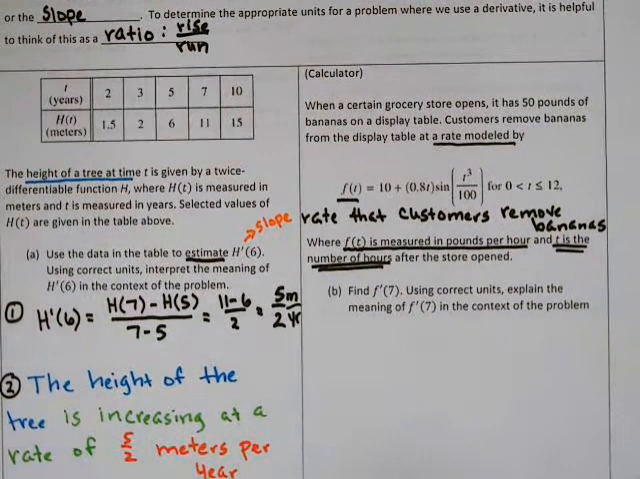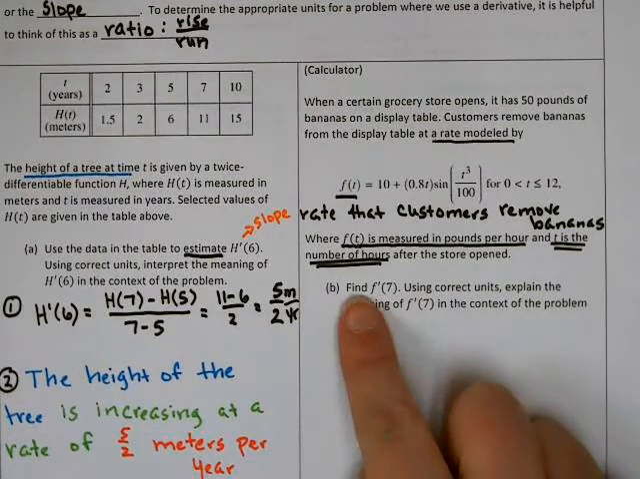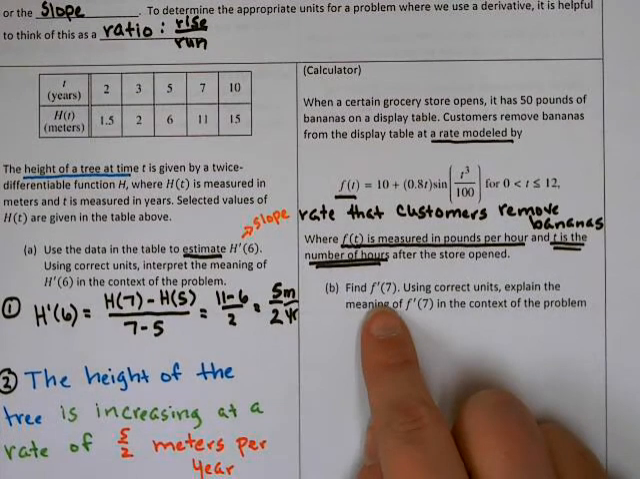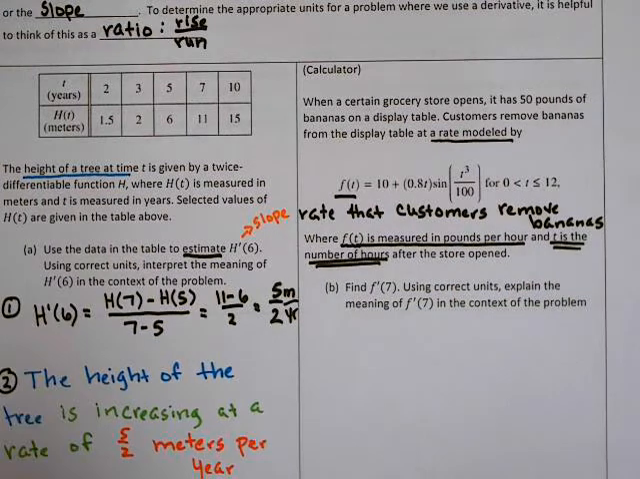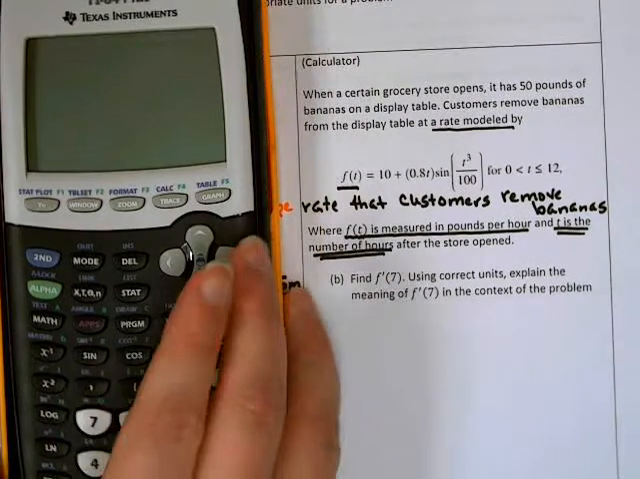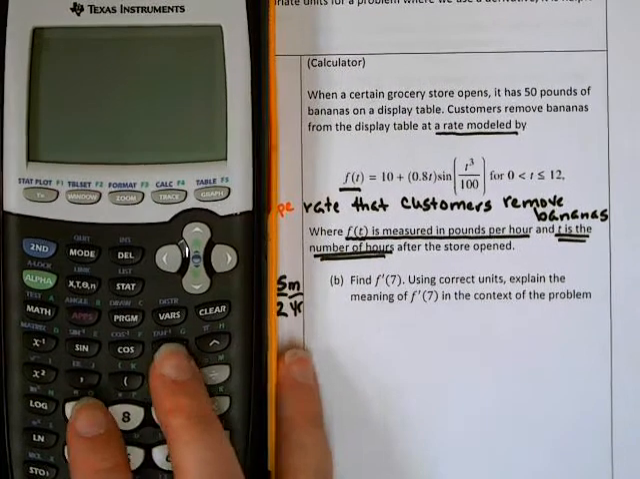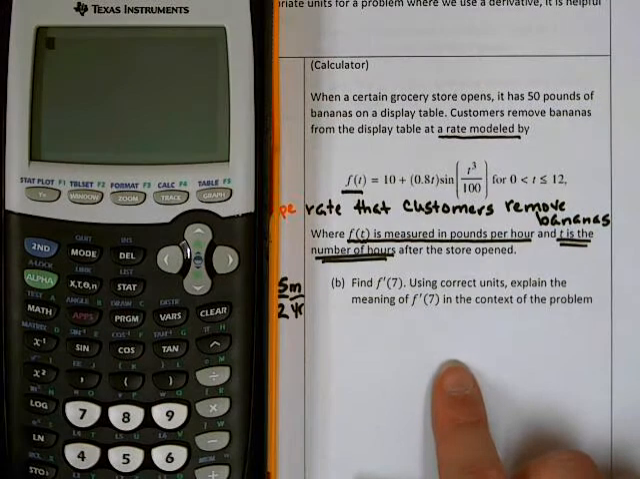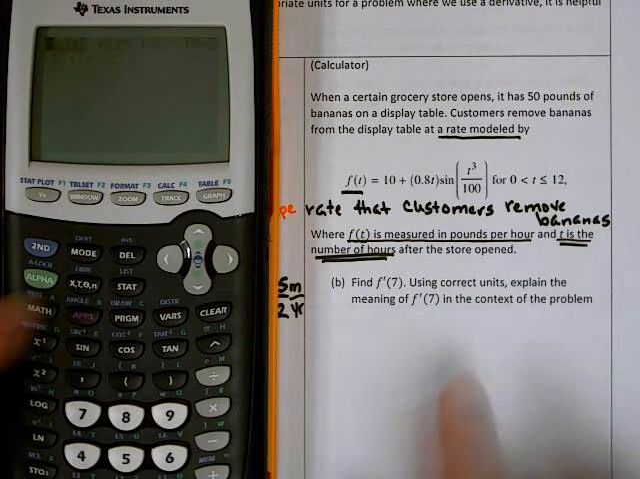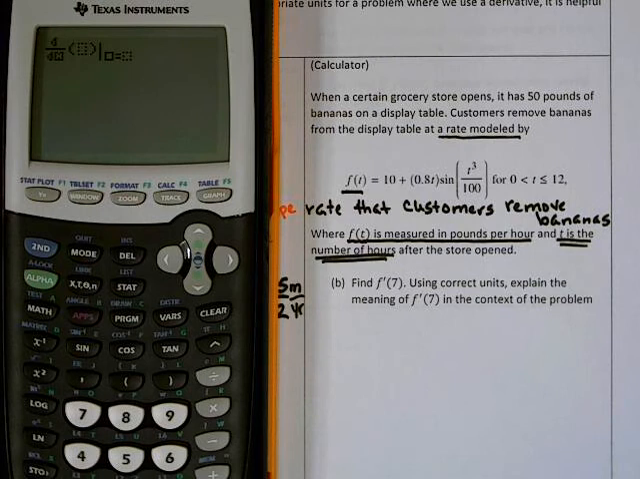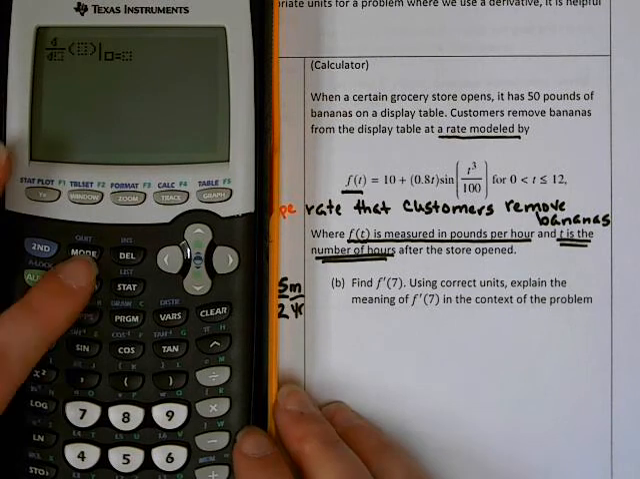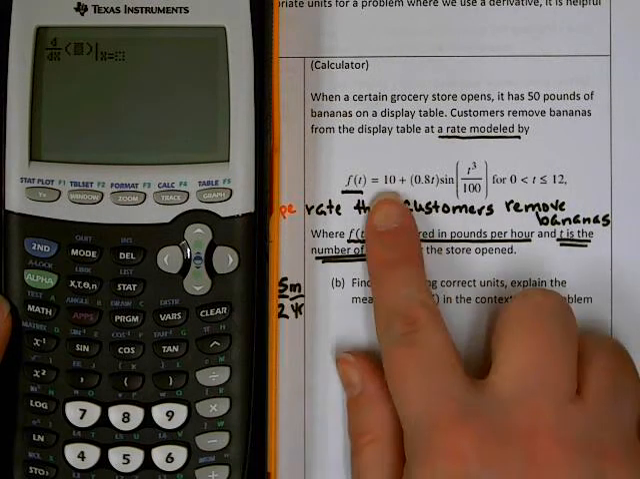So we want to find f prime of 7, and then using correct units, explain the meaning of f prime of 7 in the context of the problem. So again, we know that we're going to be finding a derivative. Now for this one, I don't want to find that derivative by hand. So we're going to go to our calculators, and we're going to refresh our memories on how to find a derivative using our calculator. So if we hit math and we go to number 8, we can take a derivative. So we're going to take the derivative with respect to x, and we're going to type in this function.